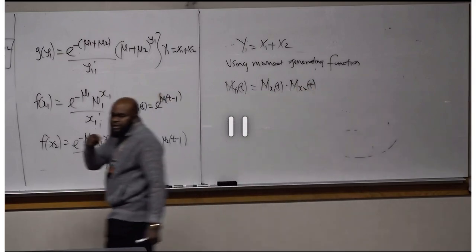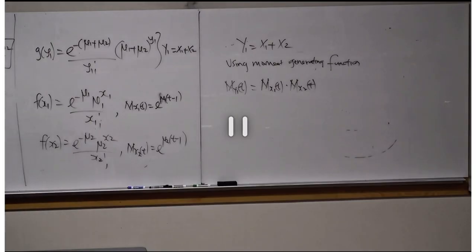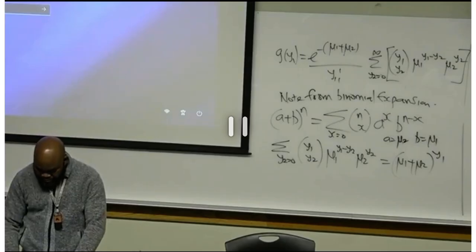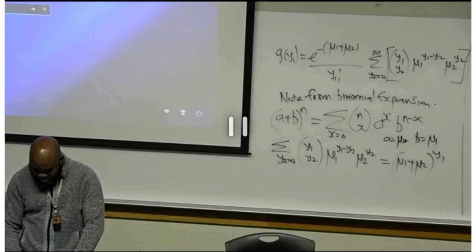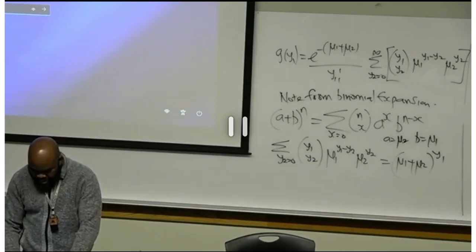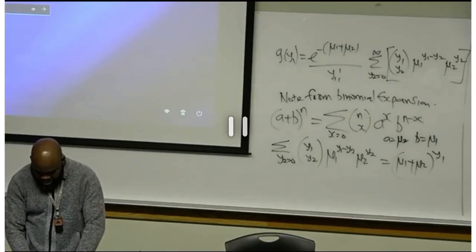When we derive the moment generating function for Poisson, I think we have exponential raised to the power lambda into t minus 1. Do you want to confirm that? That's what we have, right? Did somebody confirm that? Okay, thank you so much.